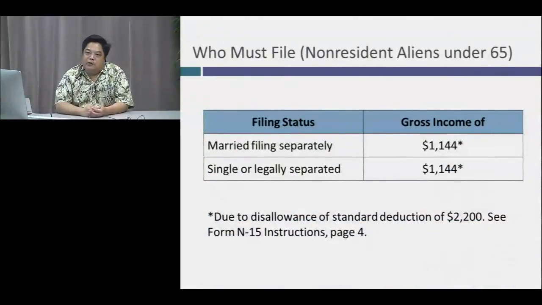As far as non-resident alien, this is the threshold. If you have income more than $1,144, whether you're married filing separate or single filing separate, you should file. This number comes up because you won't be allowed a standard deduction of 2,200. That's why the number is smaller. It's 1,144.